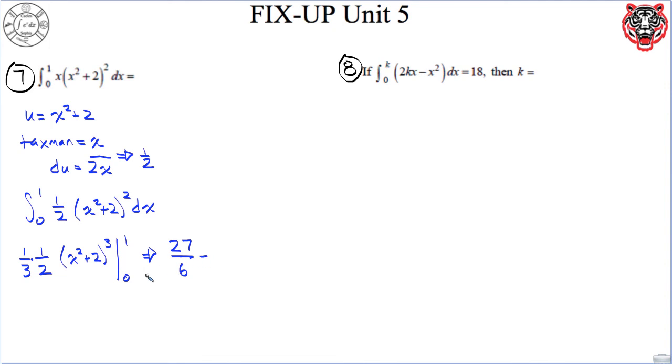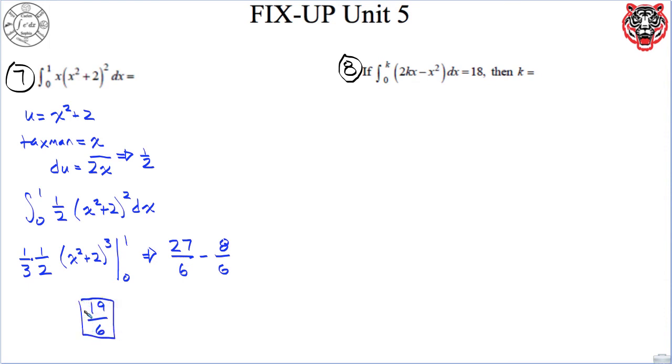Alright, I'm going to subtract when I sub in 0. So 0 squared is 0, plus 2 is 2, to the power of 3 is 8. 8 divided by 6, I'm going to leave that as 8 divided by 6, so we have a common denominator. And 27 minus 8 is 19, so your final answer is 19/6.